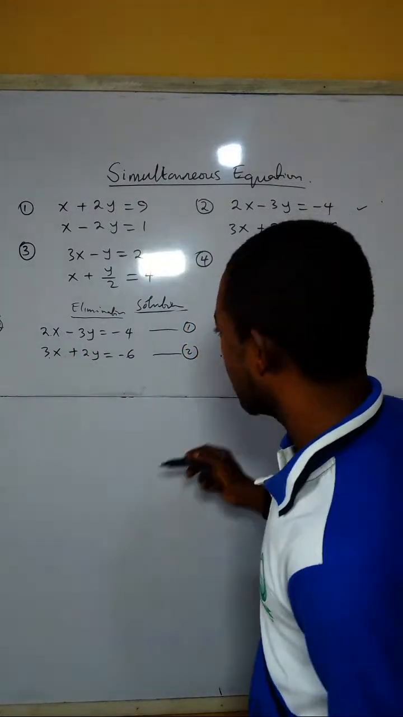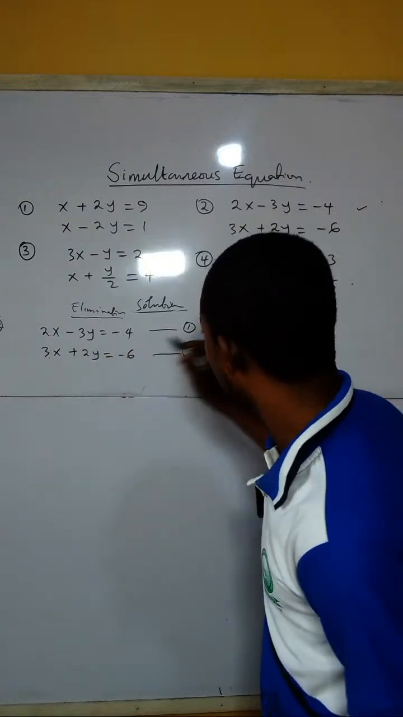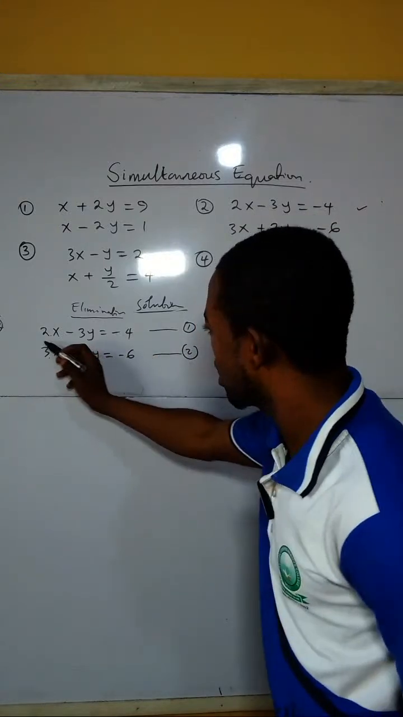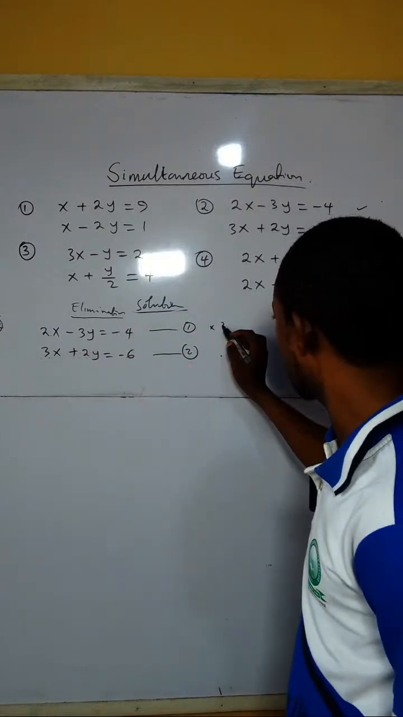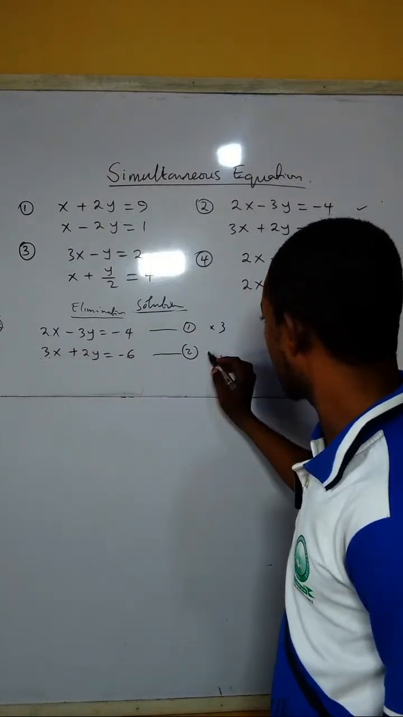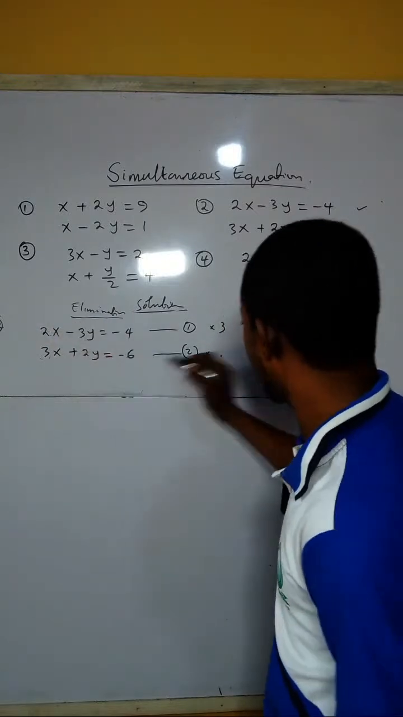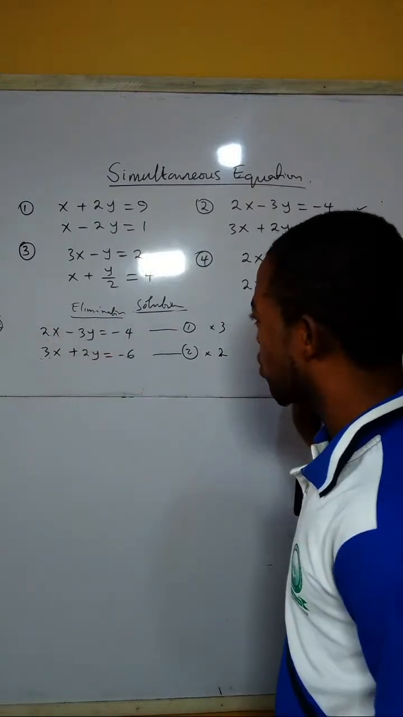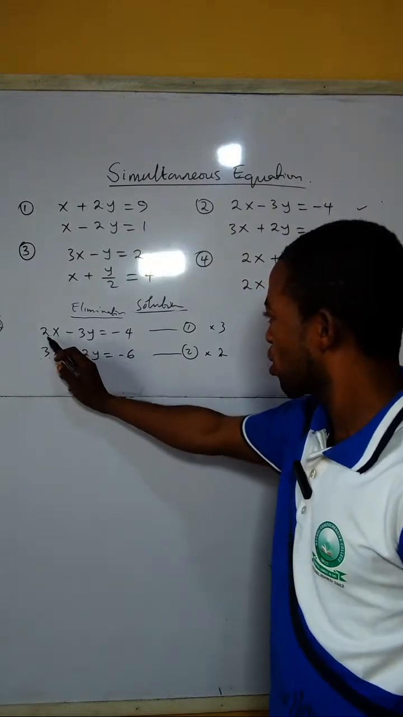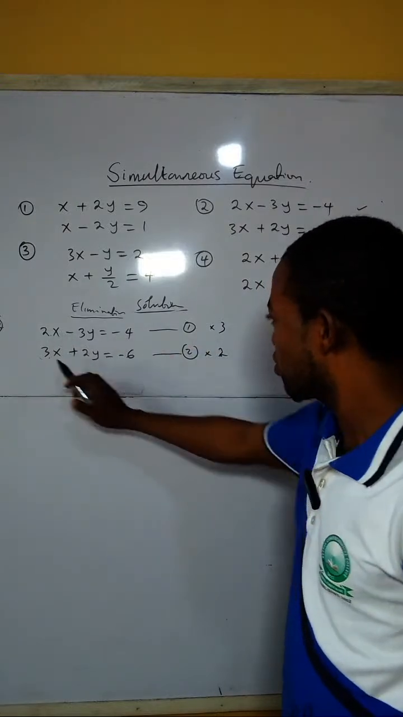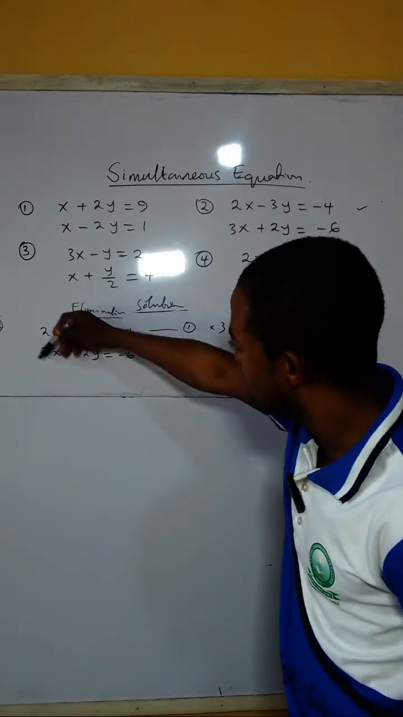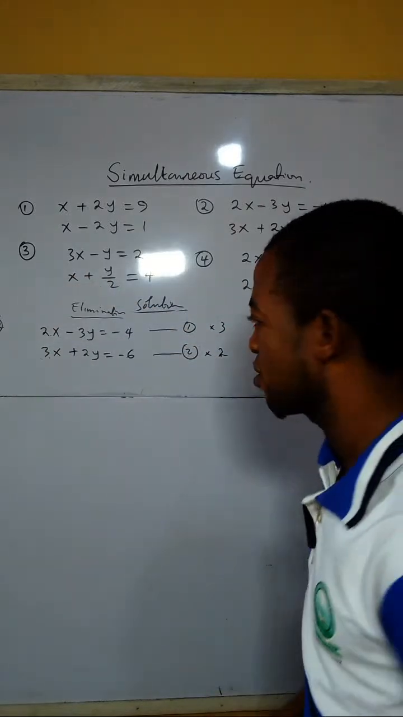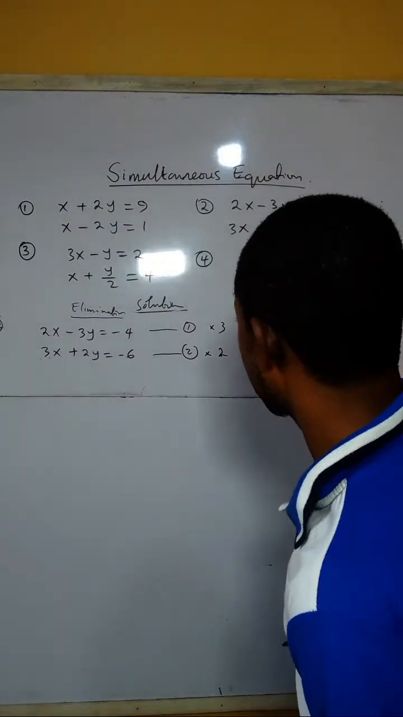The method here is to multiply equation 1 by the coefficient of x in equation 2. That is, multiply equation 1 by 3 and multiply equation 2 by the coefficient of x in equation 1, that is by 2. Because 2 times 3 will be 6, and also 3 times 2 will be 6. So the coefficient here will now be 6, 6, so x will easily be eliminated like that.